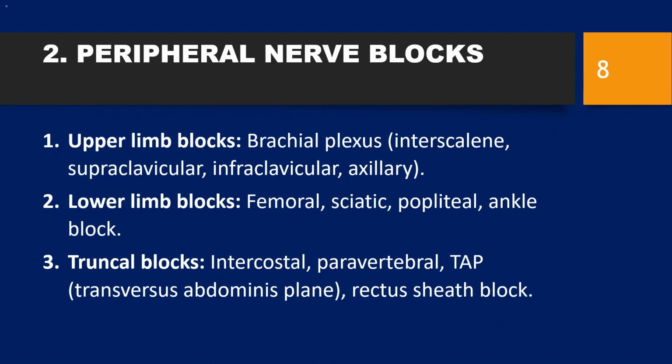2. Lower limb blocks. Femoral, sciatic, popliteal, ankle block. These blocks provide targeted anesthesia for lower limb surgeries, reducing opioid requirements. 3. Truncal blocks. Intercostal, paravertebral, TAP (transversus abdominis plane), rectus sheath block. These blocks provide anesthesia for abdominal and thoracic surgeries, reducing postoperative pain.